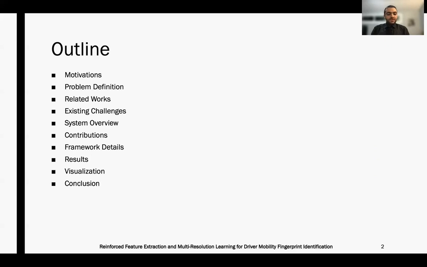So I would first review our motivations, and then I would define the problem, and then we would go through some of the related works and the existing challenges, and then we would have an overview of our system and a summarization of our contributions. Next, I would provide some details about our framework, and then we would have some results and visualization, and finally, we would have a conclusion.